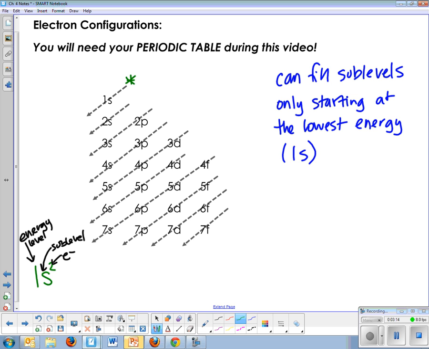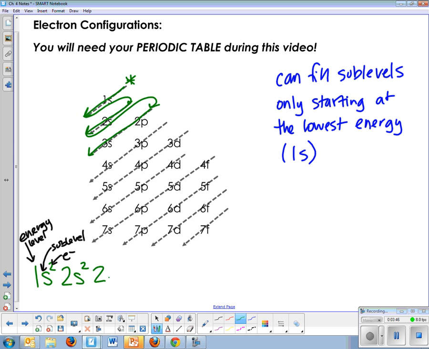After that, I come down here, then I go to the next diagonal. So the next one is 2s. I write 2s. Notice how I write them right next to each other. There's not a space, there's not a comma. S, it doesn't matter which energy level it's in, can hold 2 electrons, so I put a 2 there. After that, what comes next? Then I go to the next diagonal line, and I start up here. Then it comes 2p, and then after that, 3s.